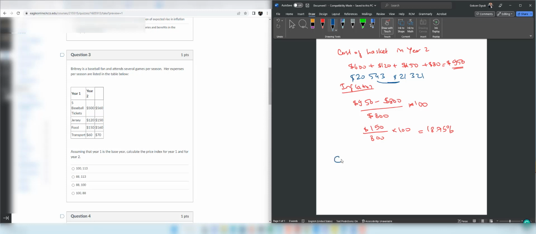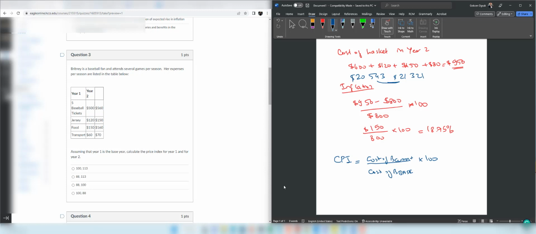So let's calculate the consumer price index, which represents the basket of goods and services that are bought by a typical consumer. And that is equal to cost of basket in current year divided by cost of basket in base year. Base year is a year that you refer to, okay? That's the reference year. And times 100, don't forget, because CPI is usually around 100. So we need to find the cost of basket in current year.